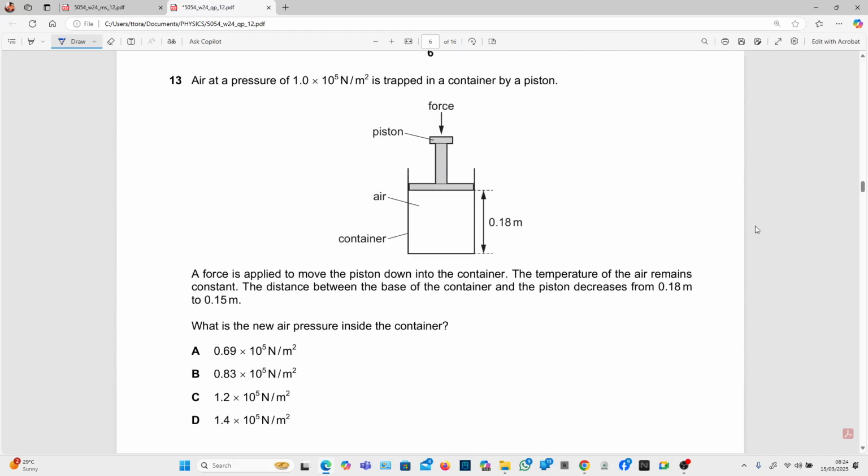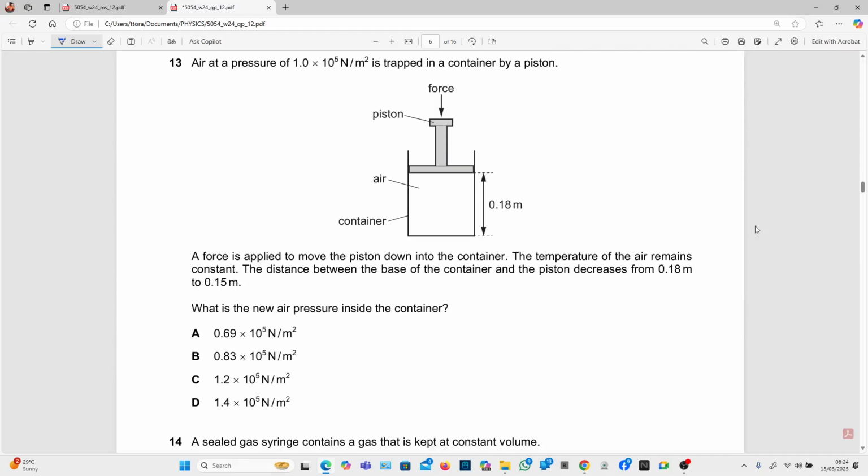Okay, let's take a look at this question here. Air at a pressure of 1.0 times 10 to the power 5 Newton per meter squared is trapped in a container by a piston. So maybe this one here could be said to be our P1 V1. And we know that P1 V1 should be equal to P2 V2.